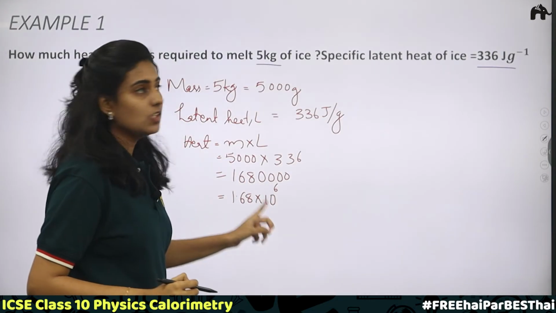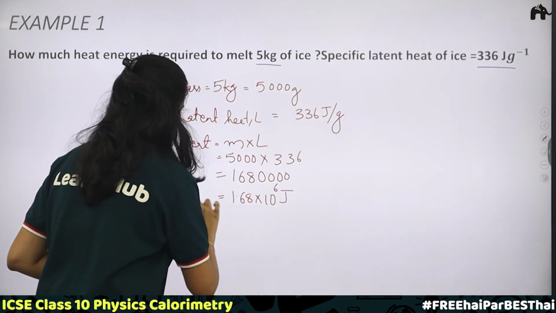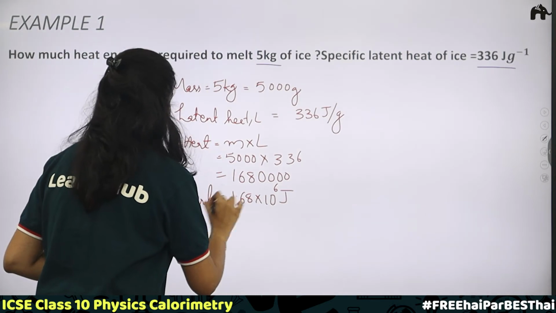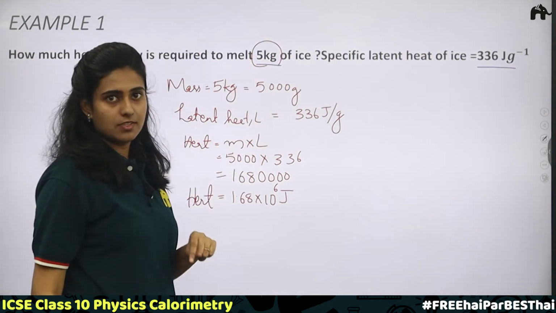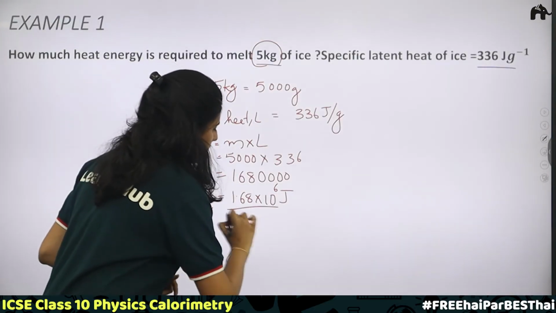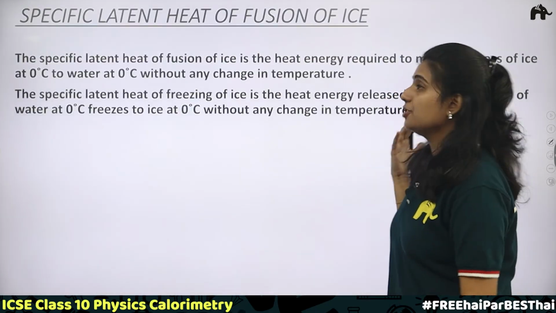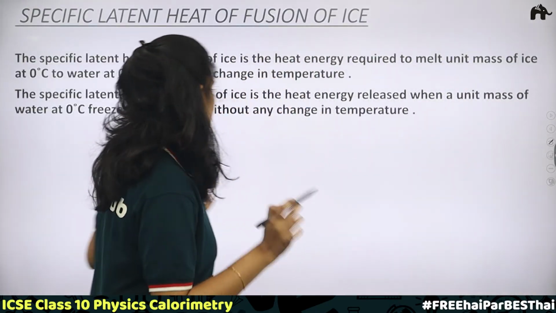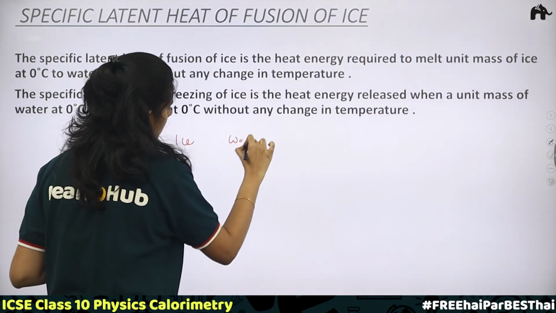Okay. Now heat, what is the unit of heat? Unit of heat is joules. So this is the heat energy that is required to melt 5 kg of ice with the latent heat of ice given. 1.68 into 10 raised to 6 joules. Specific latent heat of fusion of ice. In case of ice, if you are considering ice will change to water.